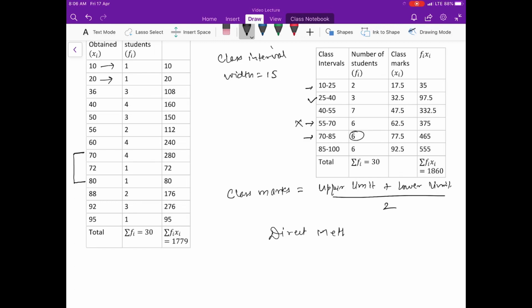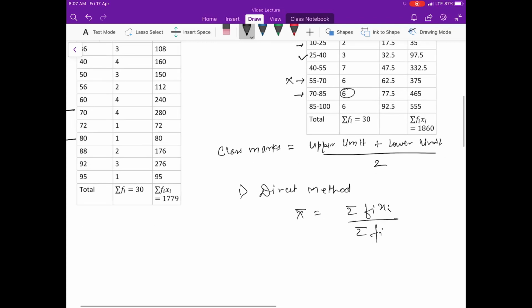Direct method. We already saw in the beginning that there are 3 methods of finding mean for grouped data. First is the direct method, and the formula is x bar is equal to sigma fi xi by sigma fi. Here xi is class marks. Please consider that here xi is class marks.